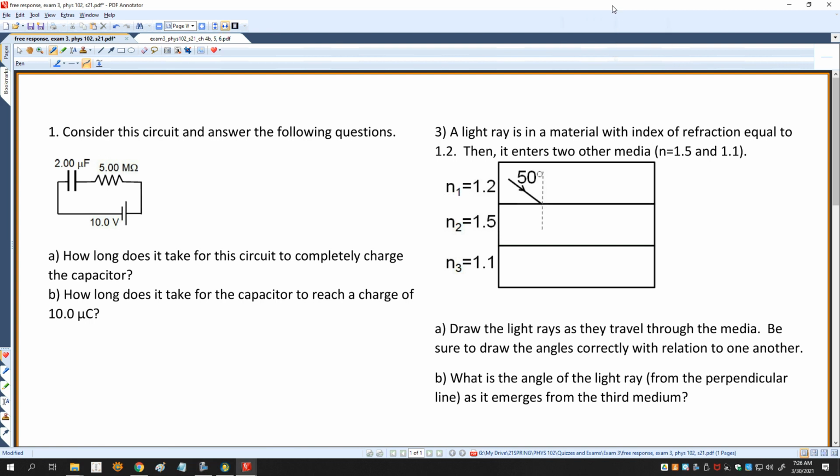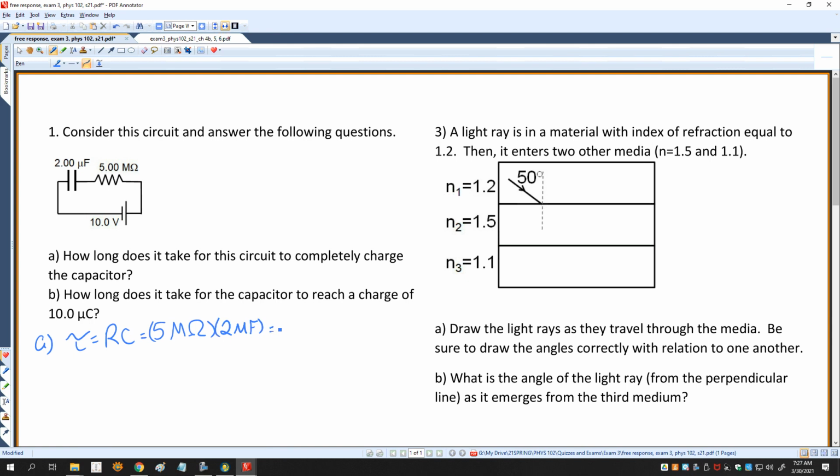This is exam 3 for Physics 102 in Spring 21. So first we have this RC circuit, a resistor capacitor circuit. I want to know, A, how long does it take to charge this circuit? In order to find that out, we first have to calculate the time constant, tau. That's equal to R times C. That's 5 mega ohms times 2 microfarads.